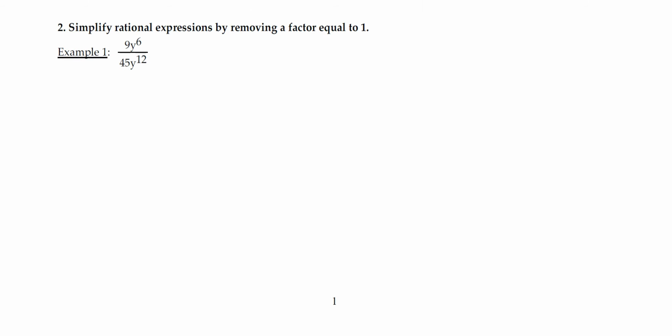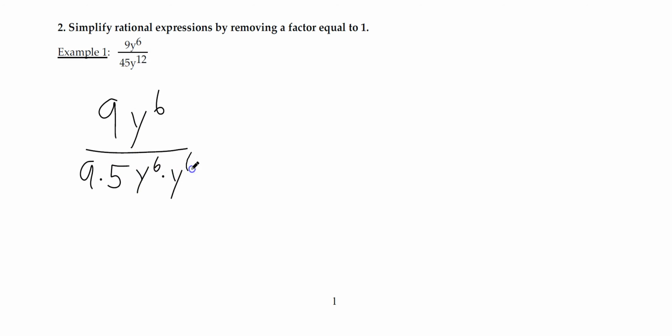Okay, the second objective, simplify rational expressions by removing a factor equal to 1. So example 1, I'm going to reduce the biggest factors of 1 that I can get. So we have 9 y to the 6th, and there's a 9 in 45, and there's definitely 6 y's in the y to the 12th. So I'm going to write this, the denominator, 45 is 9 times 5. And y to the 12th is y to the 6th times y to the 6th.